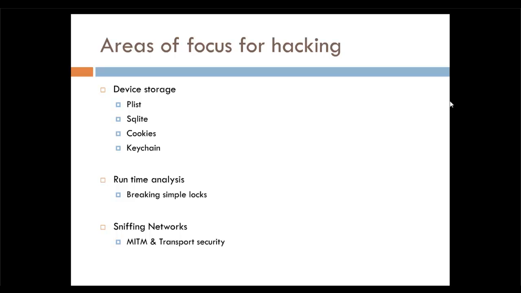Coming to our favorite thing, areas of hacking. For iOS applications, there are mainly three categories to focus on. One is device storage: if I found someone else's iPhone, how much data can I steal, and what data can I steal. Then there is runtime analysis and network scripting. We'll be looking at each and every part in detail.